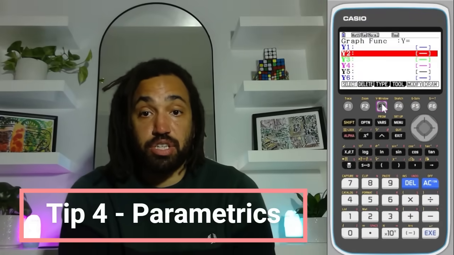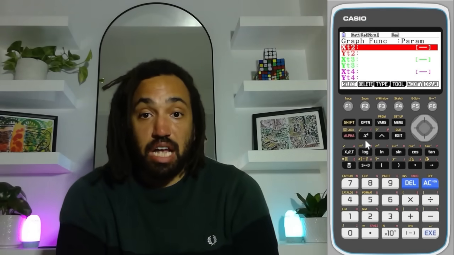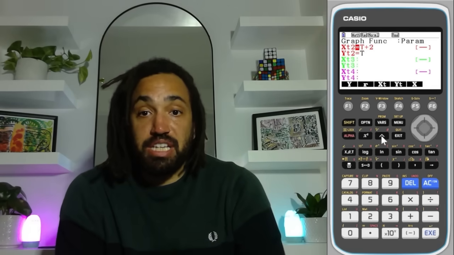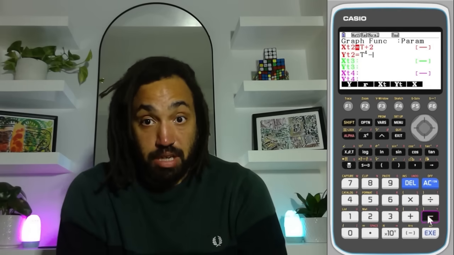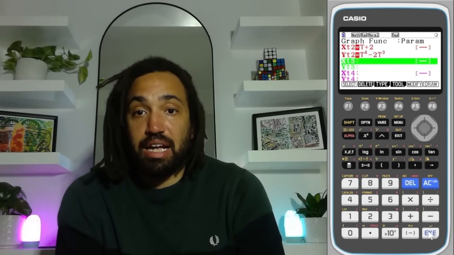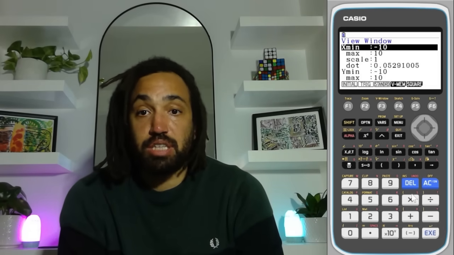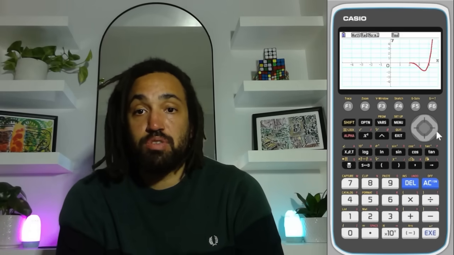Tip number 4, parametrics. You need to go to graph function and hit the type button, and then hit the parametric button after that, and then you'll get an X, which I can type t plus 2, for example, and you will get a Y, which I can type t to the power of 4 minus 2t to the power of 3, and execute that. You can't see much there, so I'm going to hit V-Window and press standard, and then I'm going to zoom in by pressing plus and just move it over a little bit.